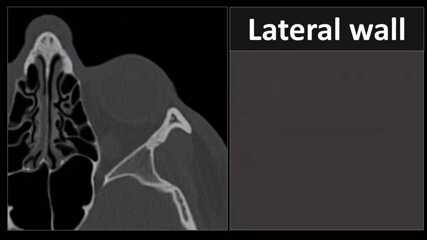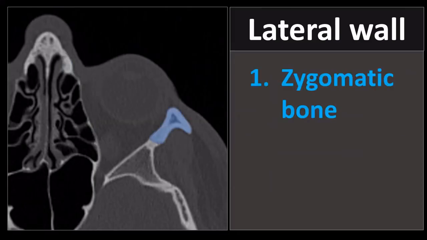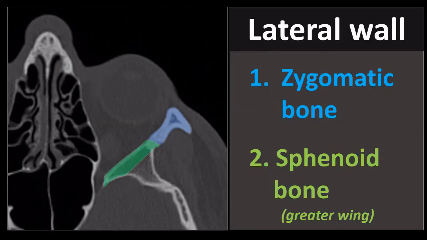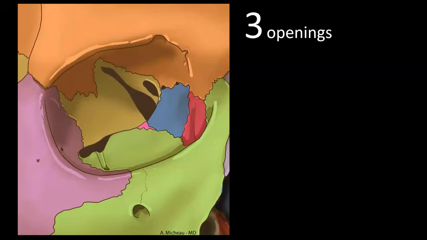Then finally, the lateral wall has two important components. We have the zygomatic bone and we have the greater wing of the sphenoid bone. Understanding bony anatomy is important to understand pathology, of course, and as a radiologist, you can never know too much anatomy. There are three important openings in the bony orbit, which are necessary for transmitting various nerves, arteries, and veins.